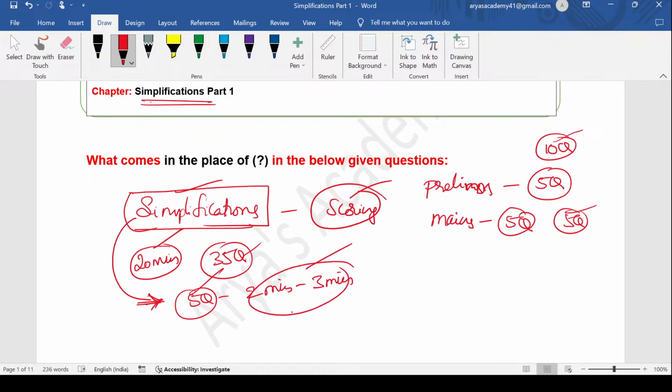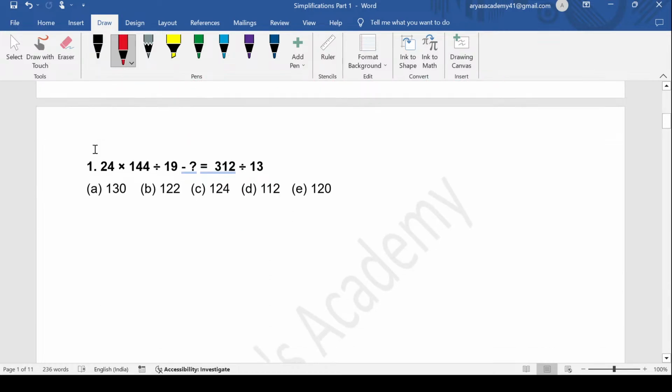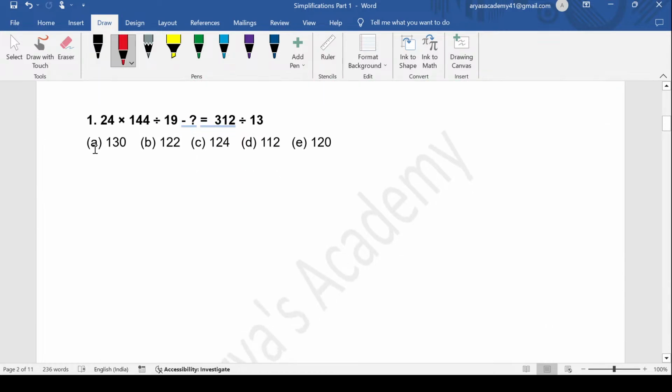At times in mains, the simplification part will be very easy, but at times it may be difficult in mains. In prelims they will be very easy. So you can solve all 5 questions within 2 minutes if you practice well. Thus it's a scoring part when it comes to quantitative aptitude and even the overall exam. We will solve only 10 questions per day, so we will do overall probably 30 to 40 questions in 3 or 4 parts. Approximations we will take as a separate chapter.